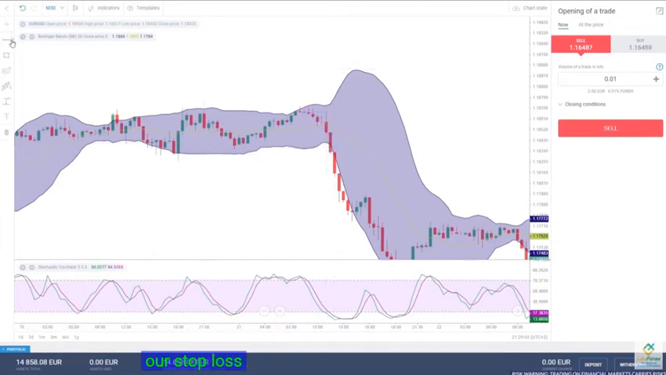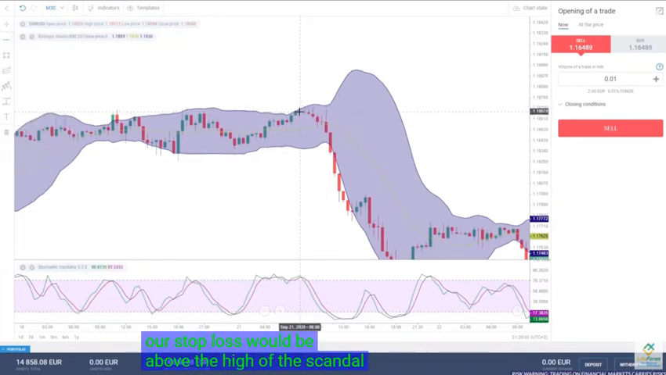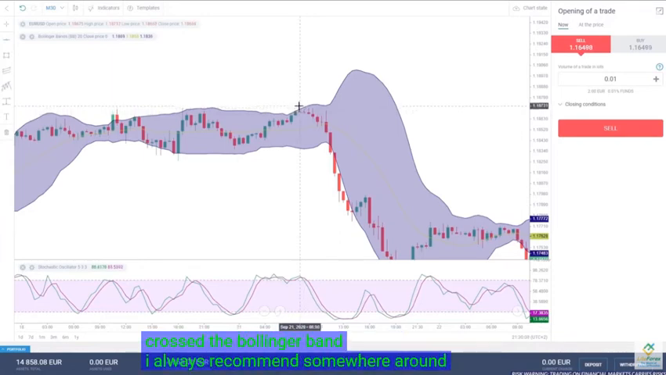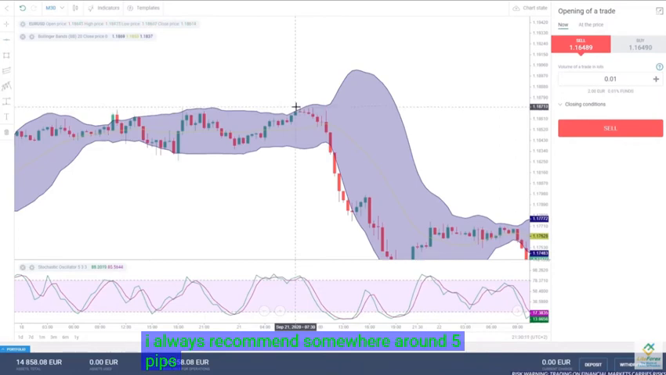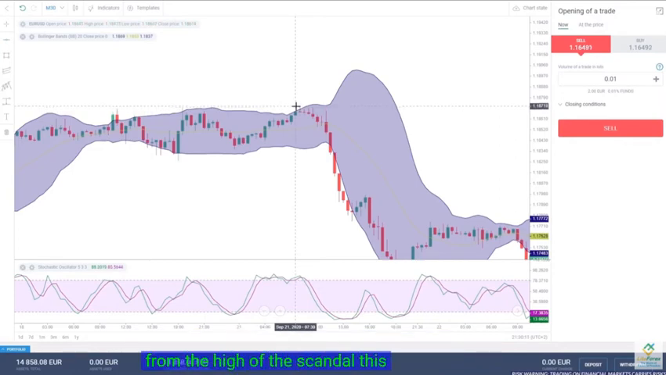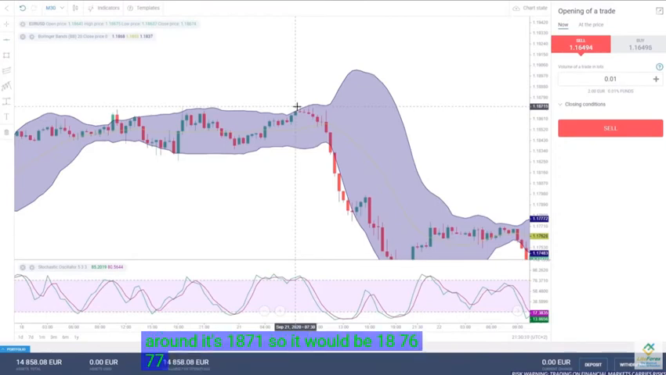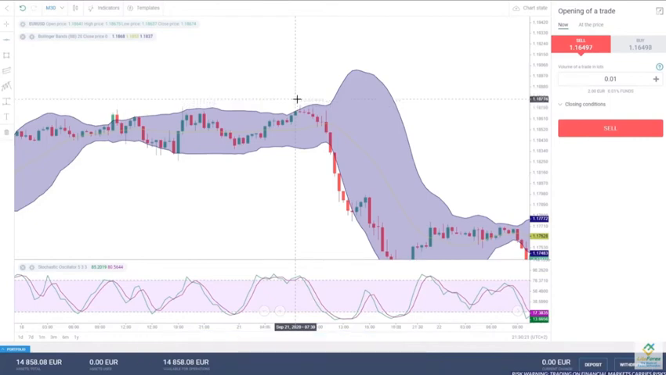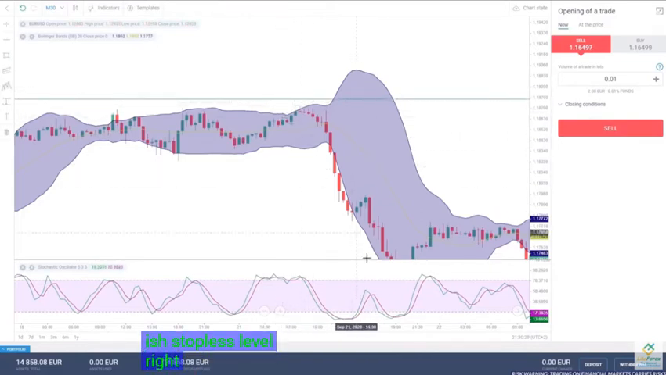Our stop loss would be above the high of this candle that crossed the Bollinger Band. I always recommend somewhere around 5 pips from the high of this candle. The high of this candle is around 1871, so it would be 1876, 77-ish stop loss level, right? So that is the example of a sell trade.